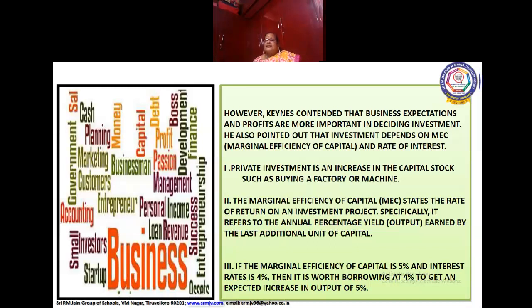Private investment is an increase in the capital stock, such as buying a factory or a machine. The marginal efficiency of capital, MEC, takes the rate of return on an investment project. Specifically, it refers to the annual percentage yield or output earned by the last additional unit of capital. If the marginal efficiency of capital is 5% and the rate of interest is 4%, then it is worth borrowing at 4% to get an expected increase in output of 5%.